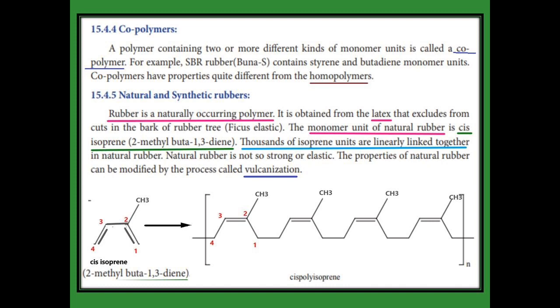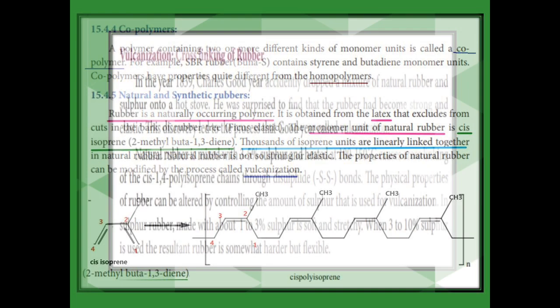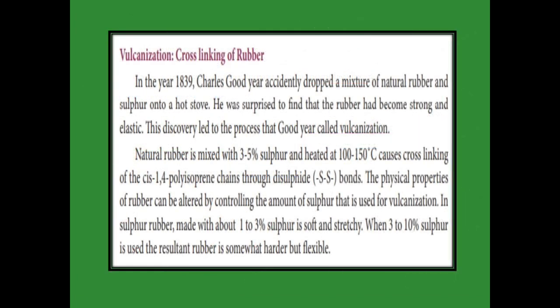The natural rubber is not a strong one, and it is not very elastic. So we are going to modify that property with a process. That process name is vulcanization. Vulcanization is the cross linking of rubber.